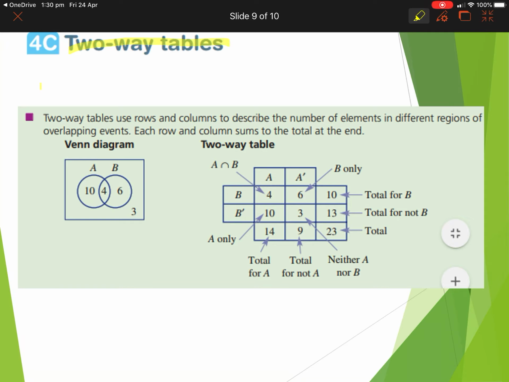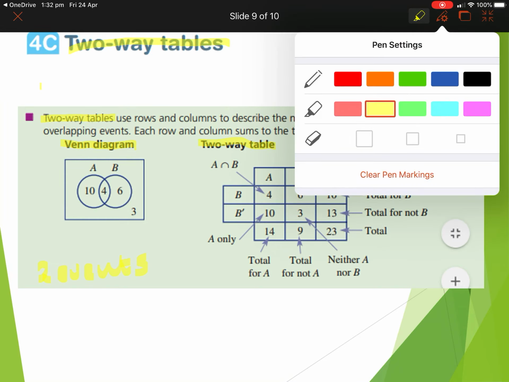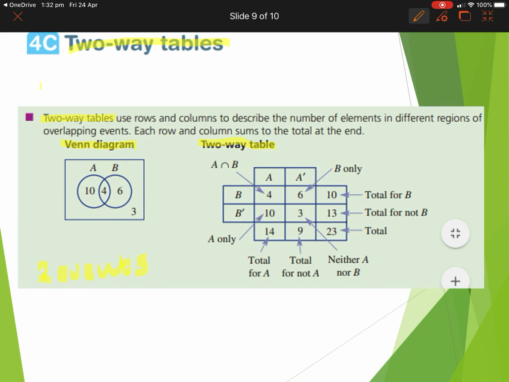Okay, so today we're looking at two-way tables. A two-way table is just another way to show your information. So like we were looking at the Venn diagram, when you have two events, we can show the information in a Venn diagram or a two-way table. One thing to note is that sometimes in worksheets, a two-way table might be called a Karnaugh table. Just another name for it, but same thing.